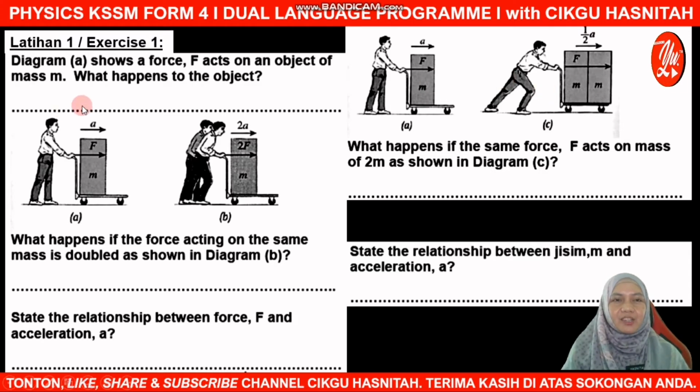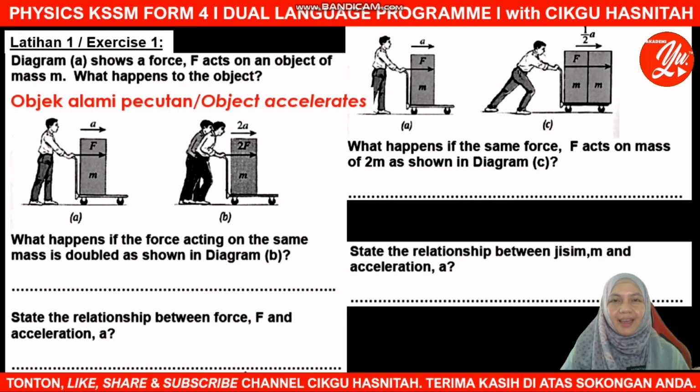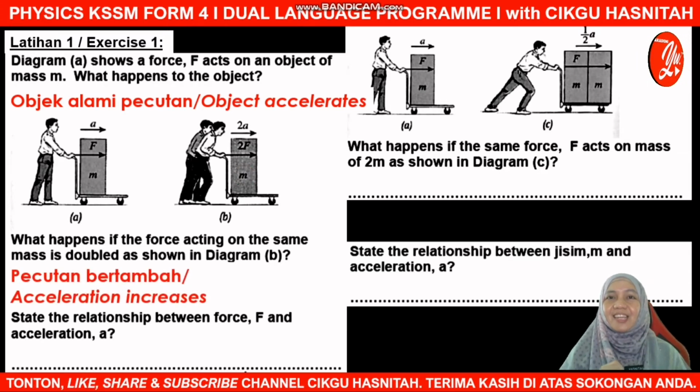In diagram A, it shows a force F acting on an object with a mass m. So what happened to the object? What do you say? Very good. The object accelerates. How about the next question? What happens if the force acting on the same mass is doubled as shown in diagram B? In diagram B, you can see there are two men pushing on the same box with a mass m. So what happens to the acceleration now? Yes, it increases.